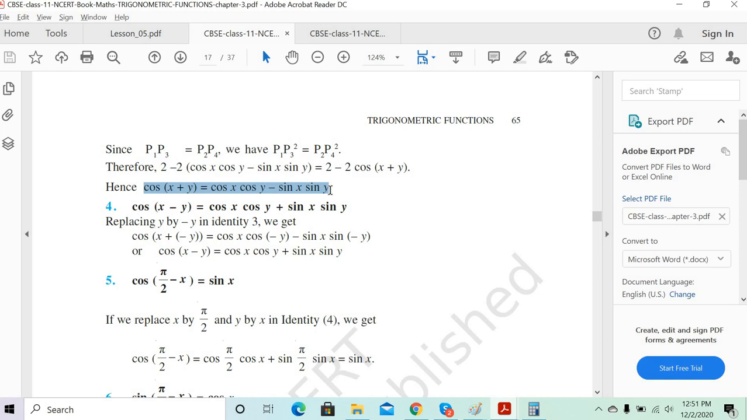So this formula you need to remember. Correct? Now just replace y with minus y in this formula. So x will be the same, right? Keep x the same only, and just replace y with minus y. So that will become the cos x minus y formula.